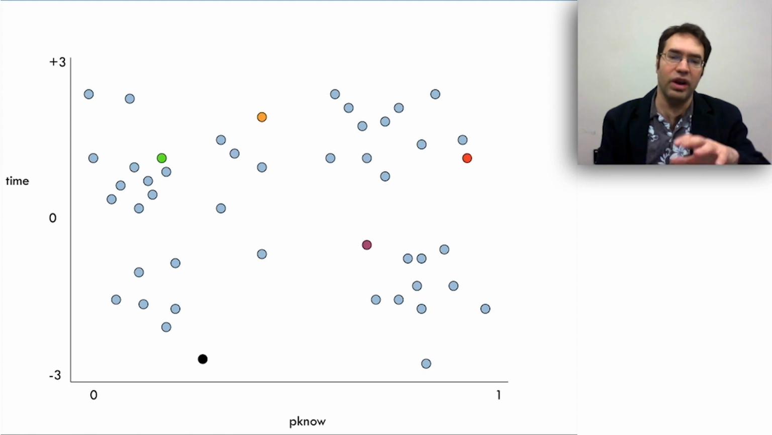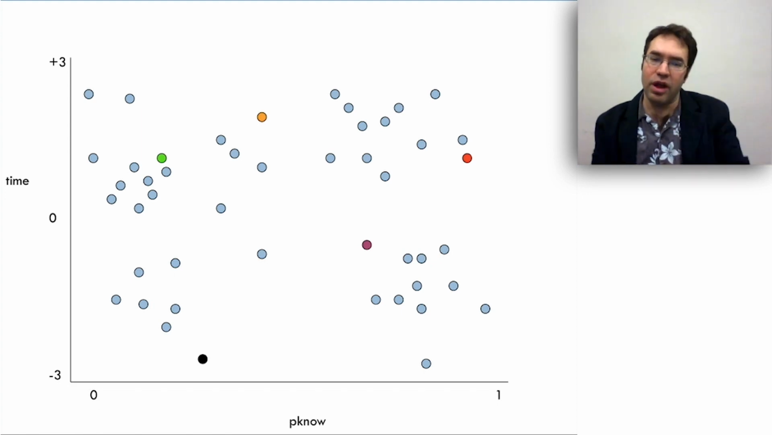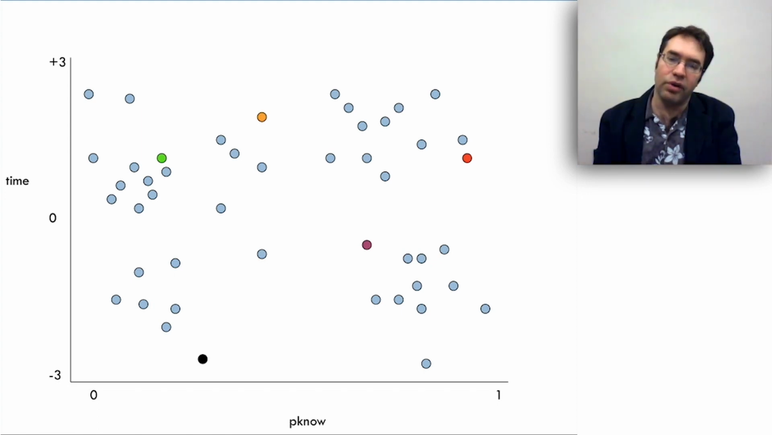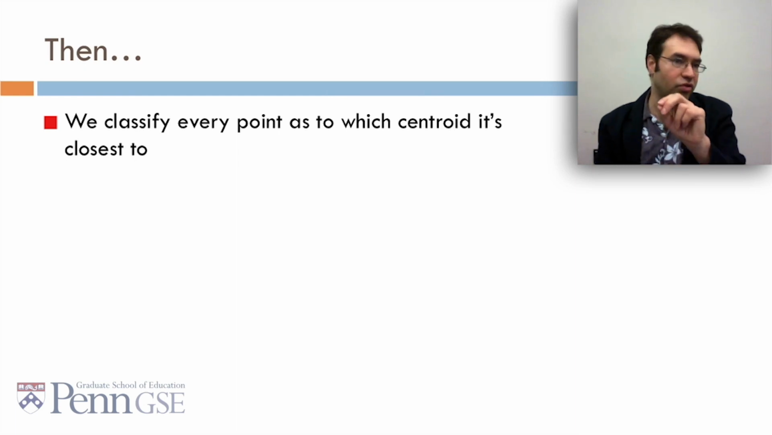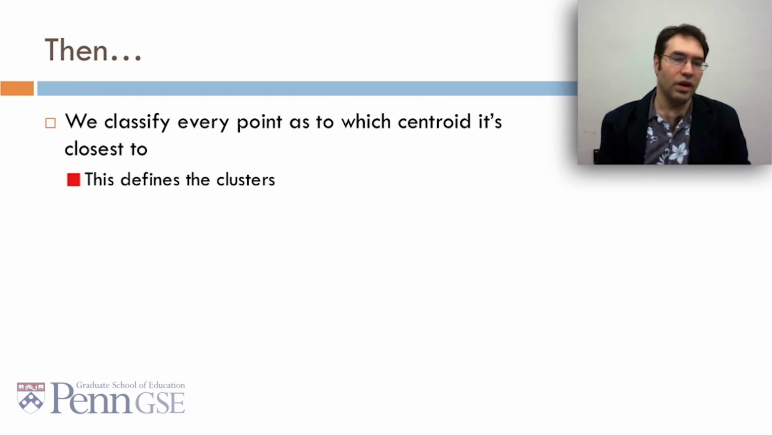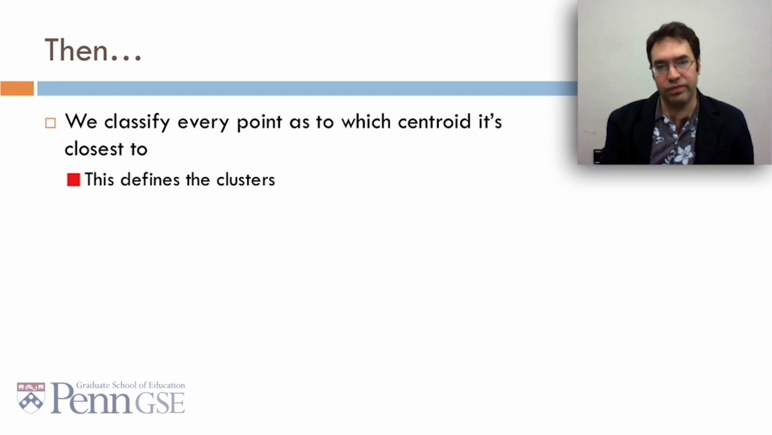So we see green is kind of up and right from a clump, black is kind of down and right from a clump. None of them are kind of at the center of clumps. And now what we're going to do is we're going to classify every point as to which centroid it's closer to. This defines initial clusters.